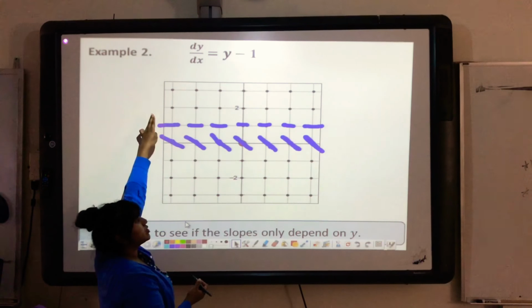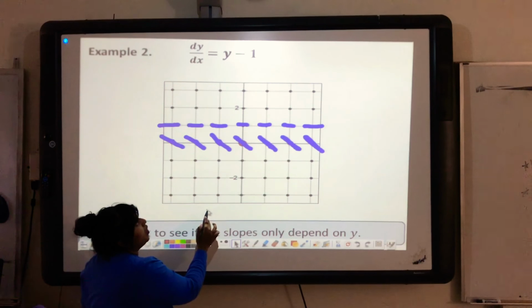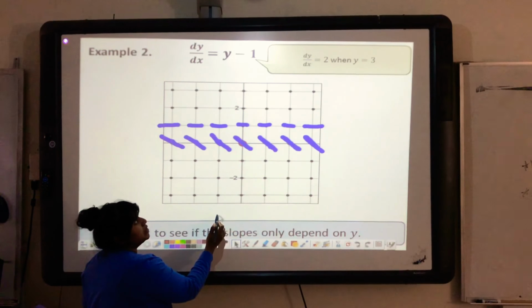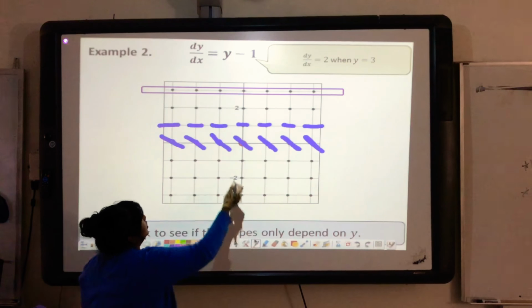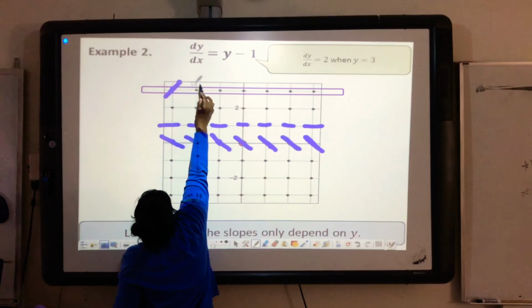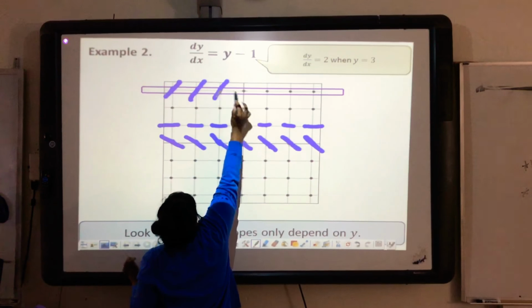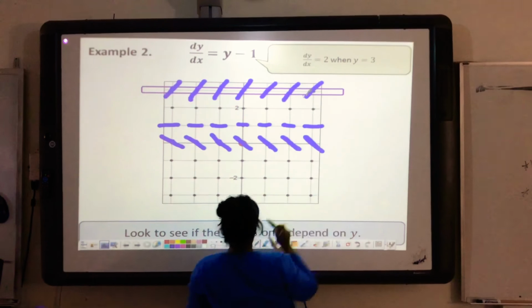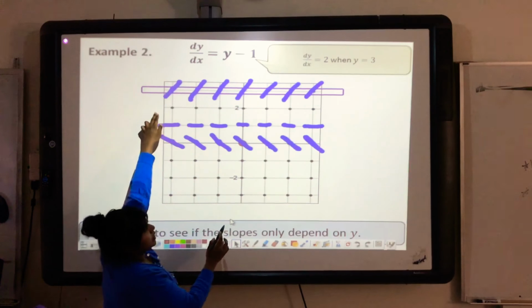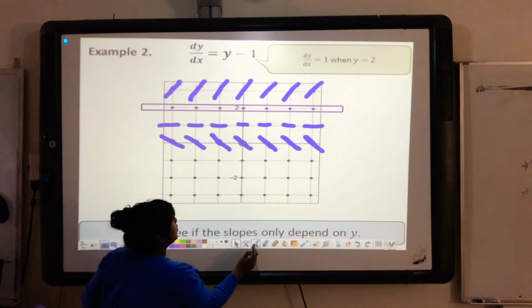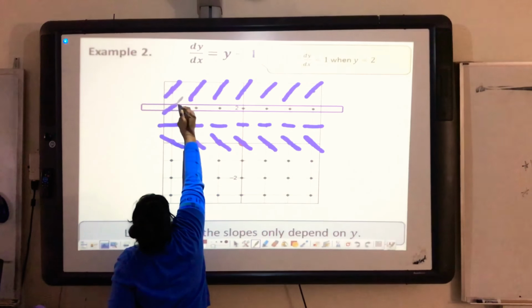So we're going to go ahead and start at the top. That's going to be y equals 3. So when y equals 3, my slope equals 2. So up there, we're going to put a +2. So slightly narrow, not quite a perfect diagonal. Okay. Then we're going to look at y equals +2, and that gives me a slope of 1. So now I want a nice diagonal.